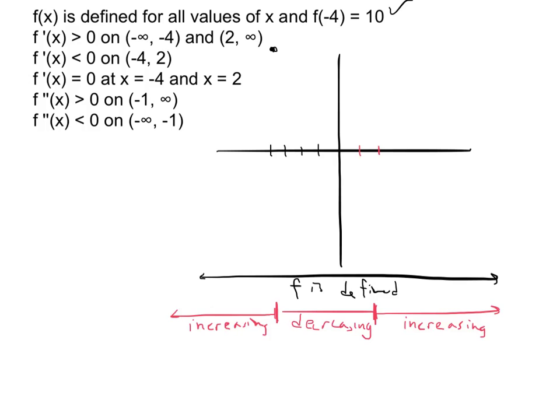Next up, and I'll start using blue for this. Next up, this next statement tells me that my derivative is 0 at negative 4 and 2. And I just noticed this is about the derivative. Derivative is 0 at negative 4 and 2. So at negative 4 and at 2, my graph is supposed to be flat.